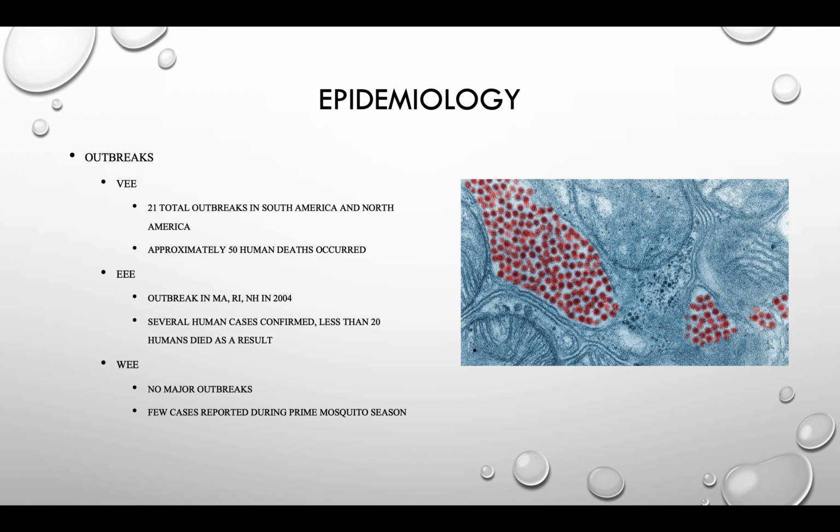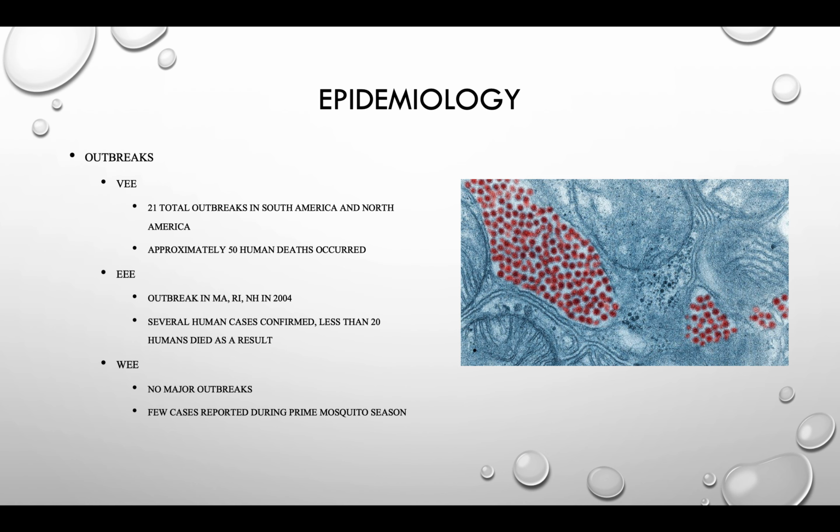EEE, there was an outbreak in Massachusetts, Rhode Island, New Hampshire in 2004. Several human cases were confirmed. However, less than 20 deaths resulted from this particular outbreak in 2004. Therefore, it seemed to be managed pretty well, and those humans who did fall victim to death in this situation may have had immunocompromise, or they did not know they were infected and it was too late to catch it at the time of death.